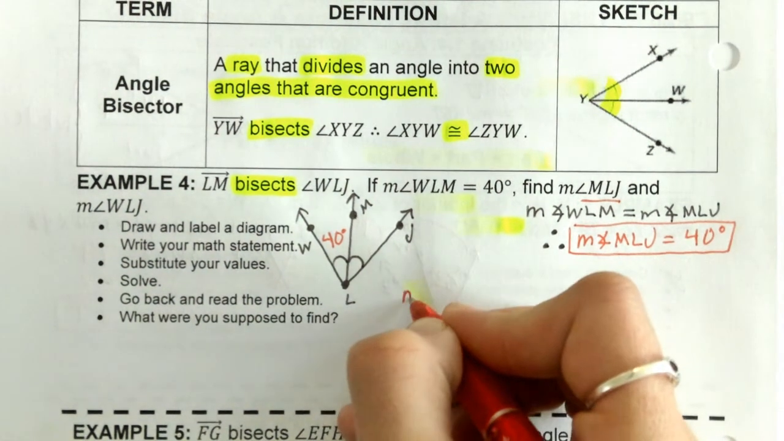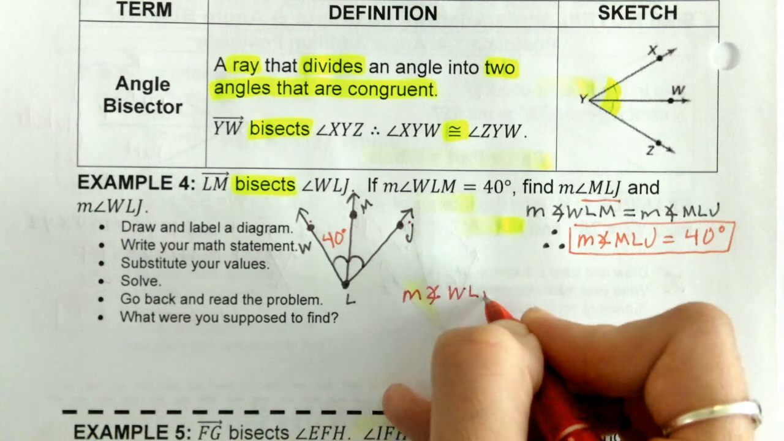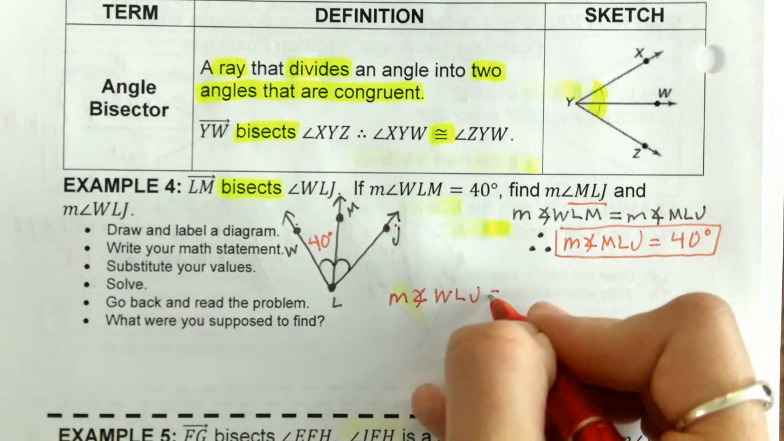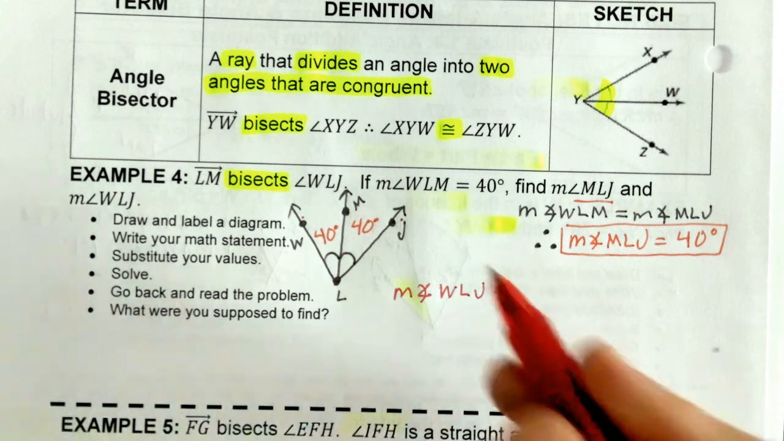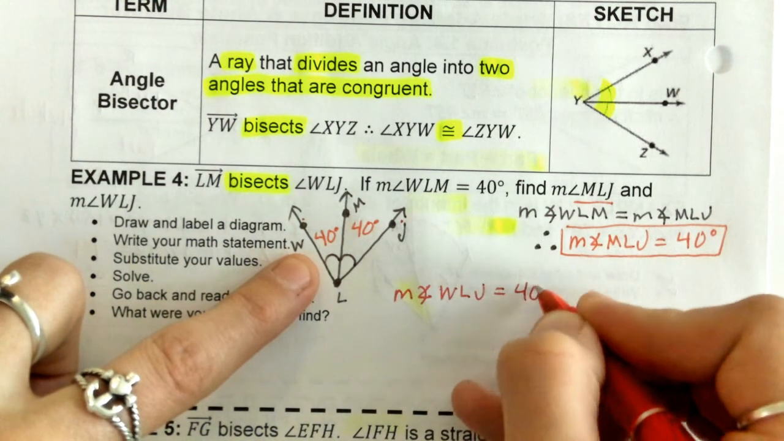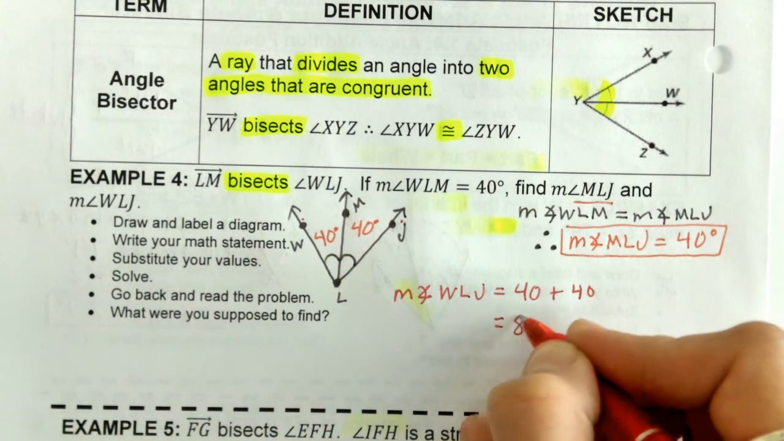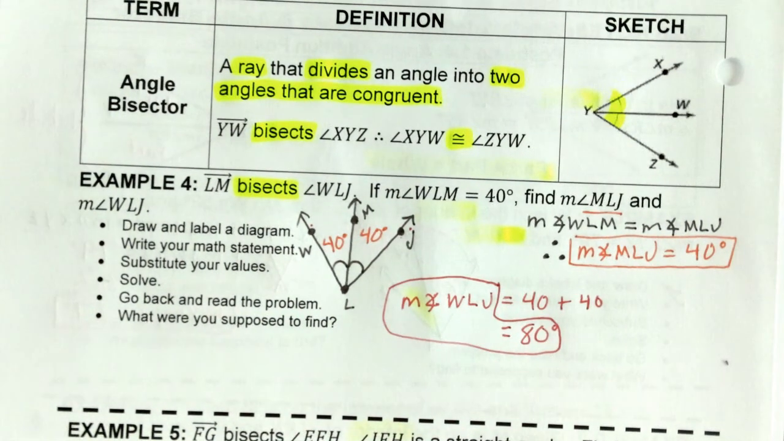When we take a look at the measurement of angle WLJ, the whole, I am sort of doing the part plus part equals whole, but I'm doing it backwards. We're doing the whole equals part plus part. Let's go ahead and label our other angle here real quick. Sorry about that, I forgot. So the measurement of angle WLJ will be equal to our part of 40 plus our other part of 40, or just multiply it by 2, giving us a total of 80 degrees. Total of 80 degrees.